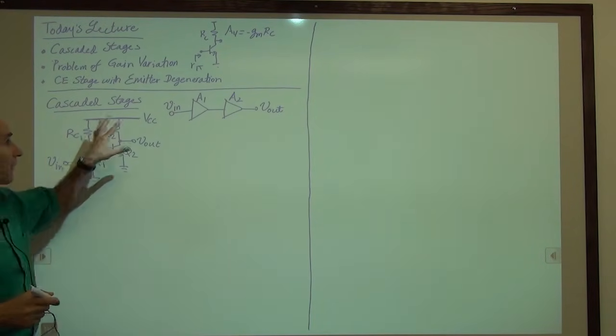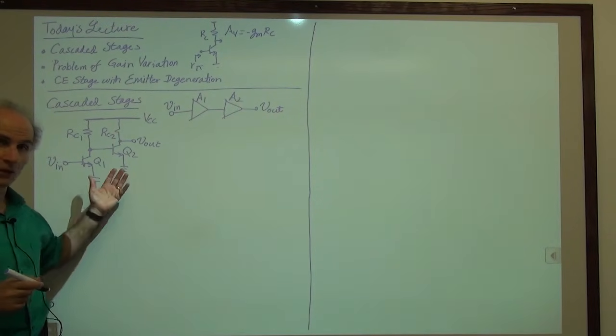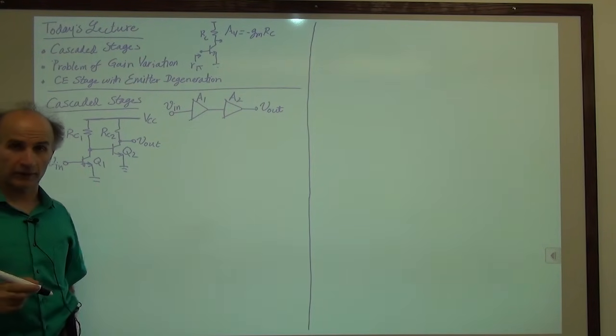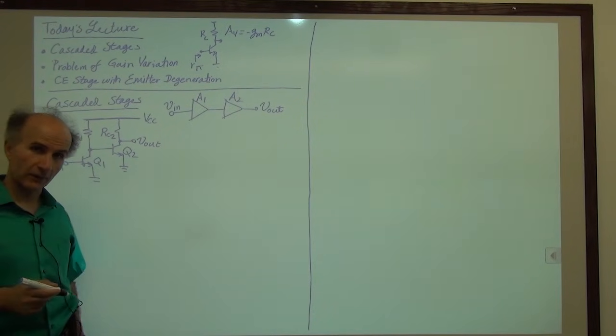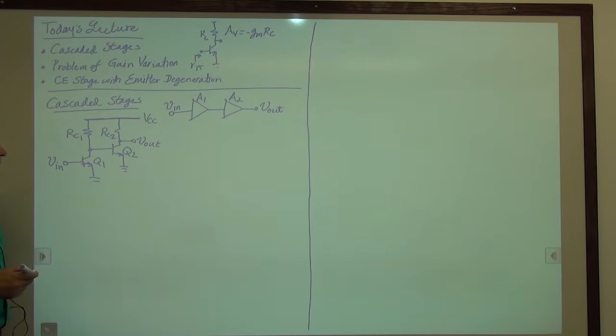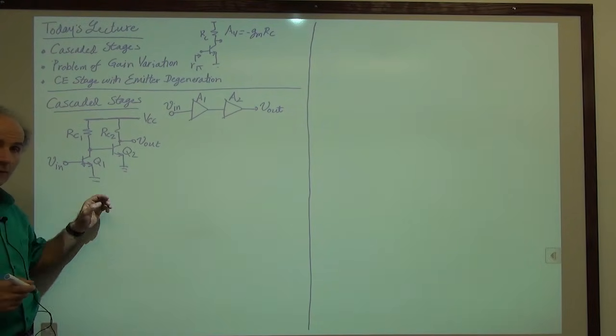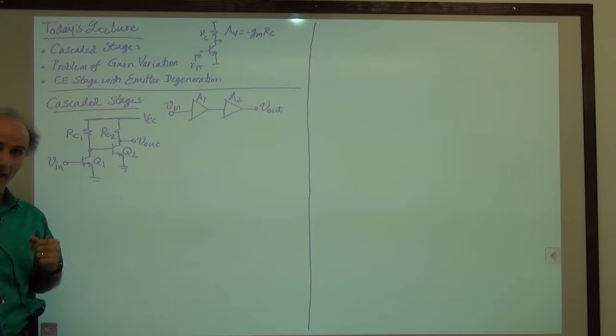So we see the correspondence between these stages. This is called a two-stage amplifier. Sometimes we might call it cascaded amplifiers or cascaded stages. All right, so what we would like to find now is the voltage gain of this cascade from here to here. V out over V in. How much is the gain?